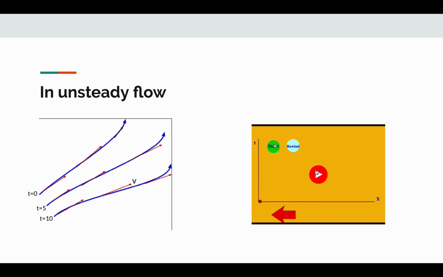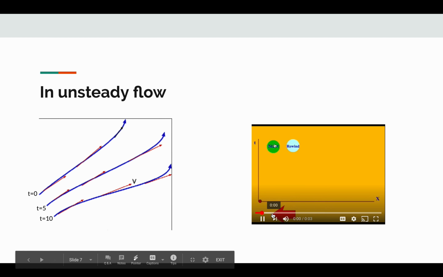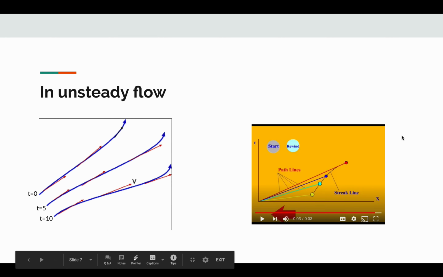Now, for pathlines and streaklines, you can see in this video what the pathline and streakline will look like in unsteady flow. Notice how they're different now.